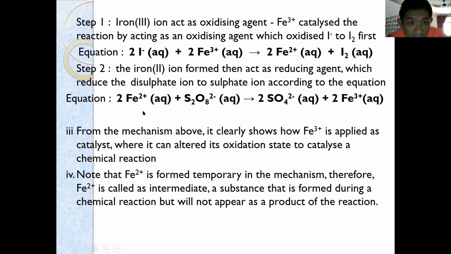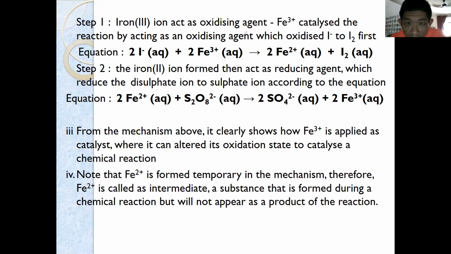So the first step is your iron 3 ion acts as an oxidizing agent, catalyzing the reaction by oxidizing the I minus to become I2 first. Now this can be deduced by the spontaneity of a chemical reaction. If you have the E naught values with you, what are the two E naught values?